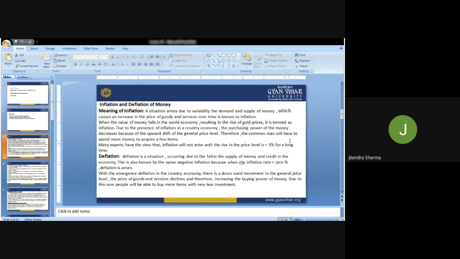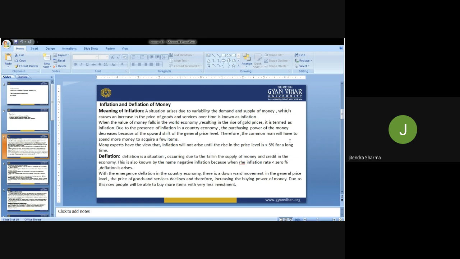There is a hike in the prices of the commodities. The purchasing power of money decreases because of the upward shift of the general price level, the general price index, as we also call it. Therefore, the common man will have to spend more money to acquire a few items. Of course, it depends on the commodity, but if the value of money declines, then for the quantity you were previously purchasing with a fixed set of money, you now have to spend more money.